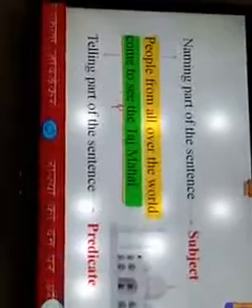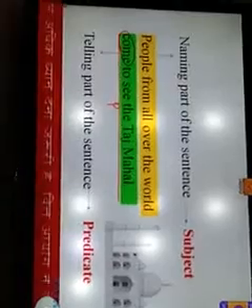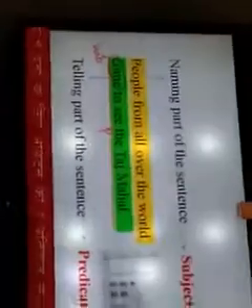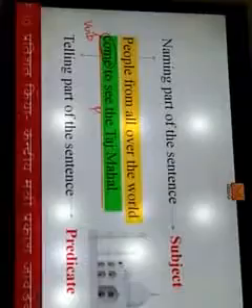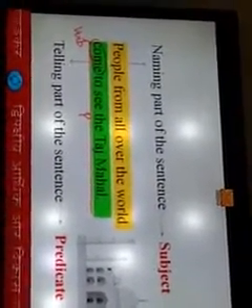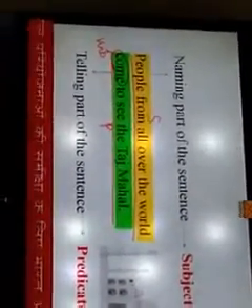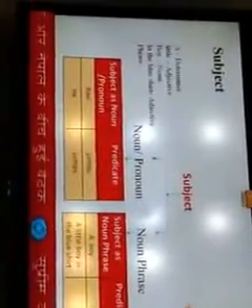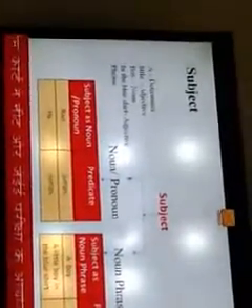Predicate starts from verb. Come to see the Taj Mahal is the predicate part of this sentence. It is the telling part of this sentence. People from all over the world is the subject part of this sentence. Let's discuss about subject and predicate in detail separately.